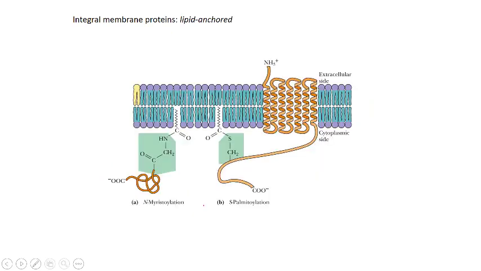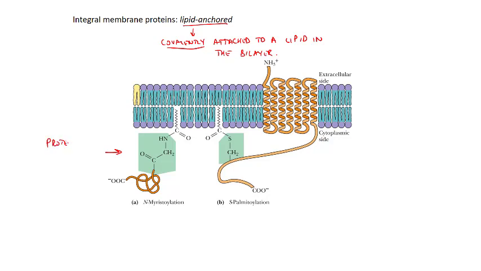All right, I'm only going to give you guys one slide of our next type of integral membrane protein, which is lipid-anchored proteins. Lipid-anchored proteins are covalently attached to a lipid in the bilayer. So I'm just giving you guys a single example on this slide. What we have here is a case of 2 examples of a protein linked to a fatty acid.